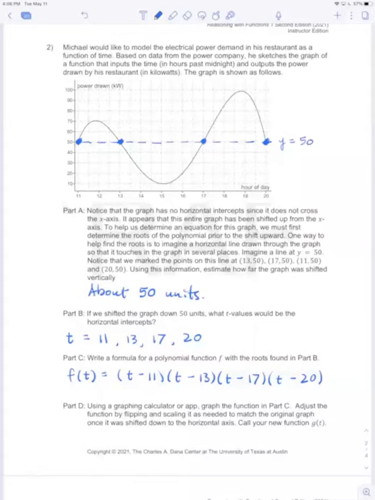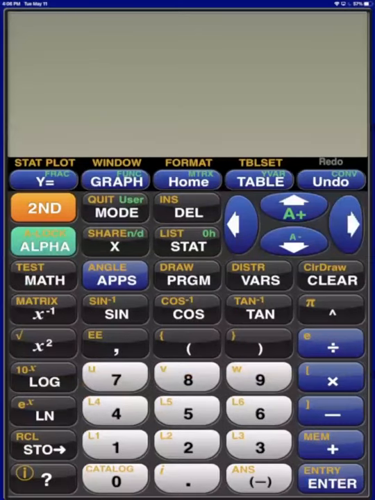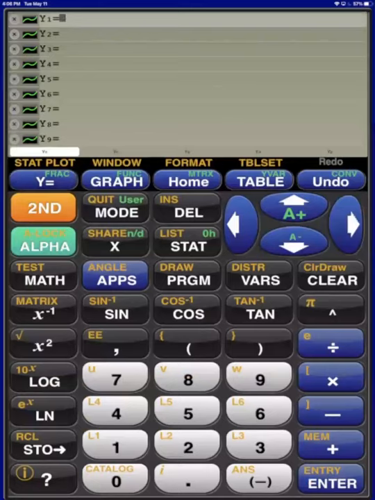Okay, let's go to a calculator app, and we go here. We'll go to the y equals screen, and let's enter this in under y1, and we're going to go parenthesis, instead of t, we're going to use x, remember? So we go x minus 11, and then we go x minus 13, and then x minus 17, and finally x minus 20. Let's just graph this and see what we come up with. If we need to change the window, we'll do that.